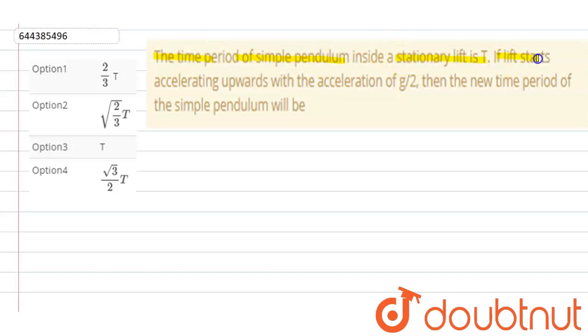Hello students, so the question is, the time period of a simple pendulum inside a stationary lift is T. If the lift starts accelerating upward with an acceleration of g by 2, then the new time period of the simple pendulum will be.